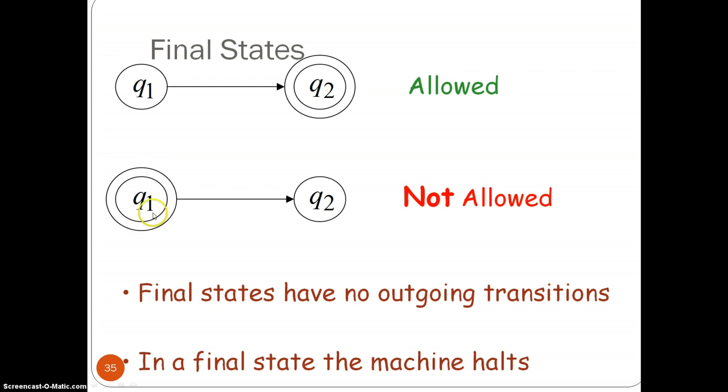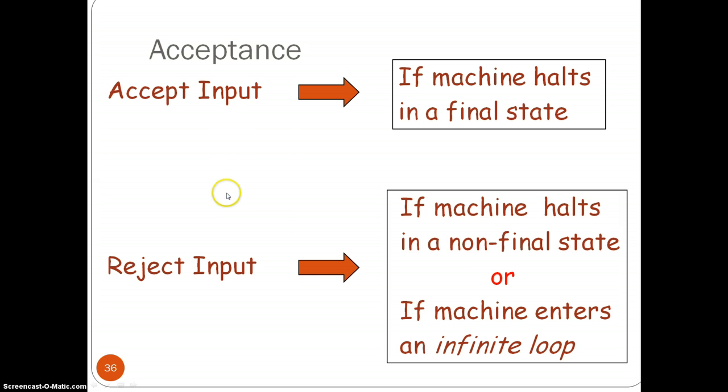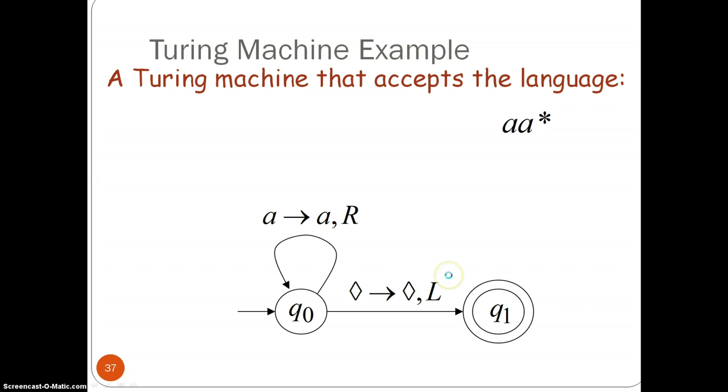In this case, this is allowed: we are moving from Q1, our initial state, and reaching the state Q2. But from this final state, there is no transition possible. This is not allowed. Final states have no outgoing transition, and in a final state the machine halts. This is acceptance. The machine halts when input gets accepted, if the machine halts at the final state. It rejects the input if the machine halts in a non-final state or enters into an infinite loop.